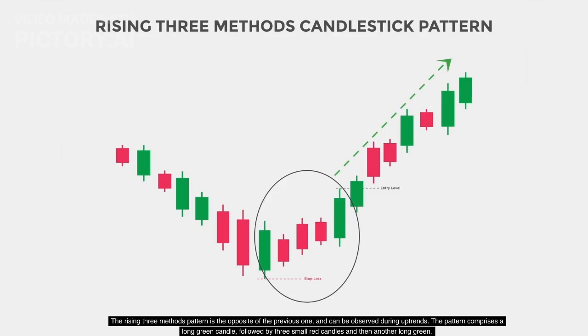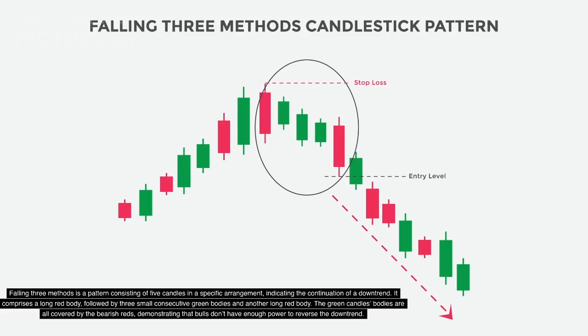The pattern comprises a long green candle, followed by 3 small red candles and then another long green. Falling 3 methods is a pattern consisting of 5 candles in a specific arrangement, indicating the continuation of a downtrend. It comprises a long red body, followed by 3 small consecutive green bodies and another long red body. The green candles' bodies are all covered by the bearish reds, demonstrating that bulls don't have enough power to reverse the downtrend.